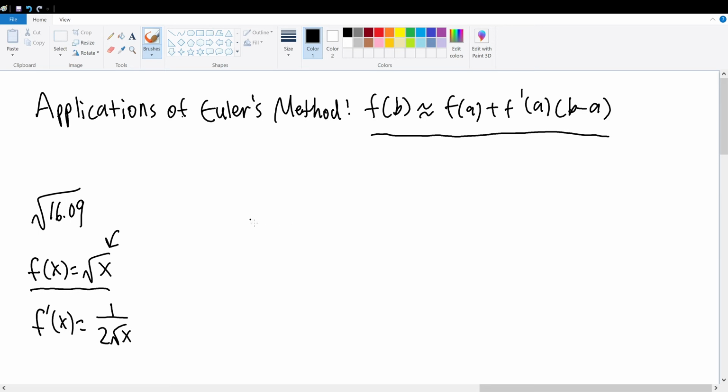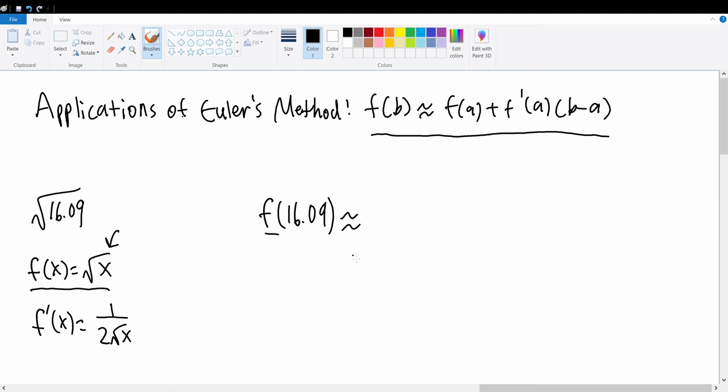And the quantity that we're trying to solve for is f of 16.09. Remember, what is f? f is the square root of x, and the application of x is 16.09. The quantity that we're trying to solve for is approximated by f of a. Well, what is f of a?